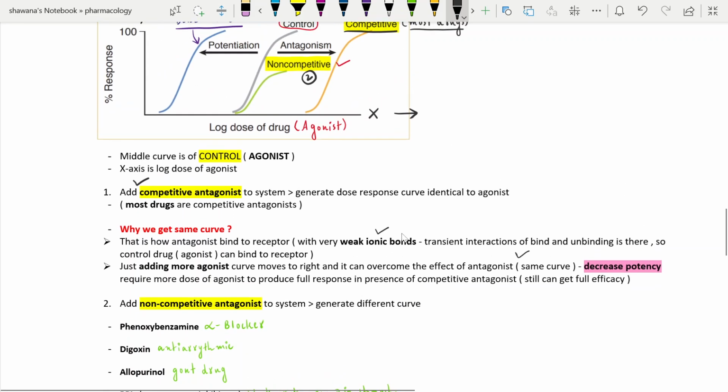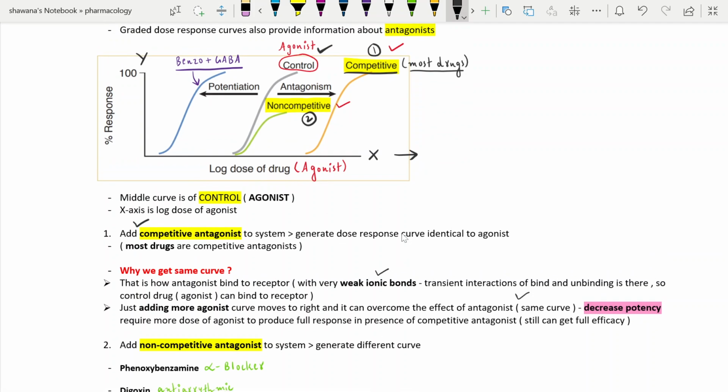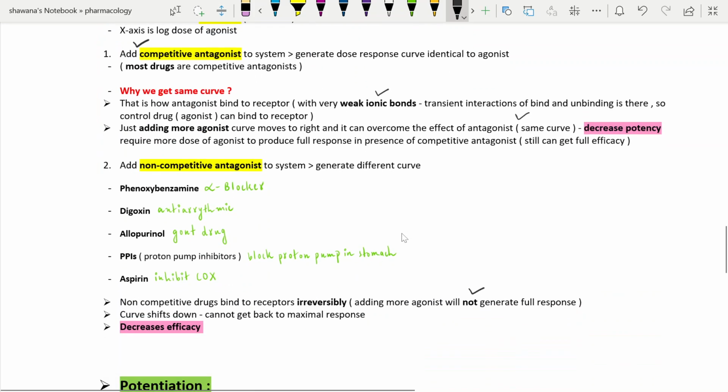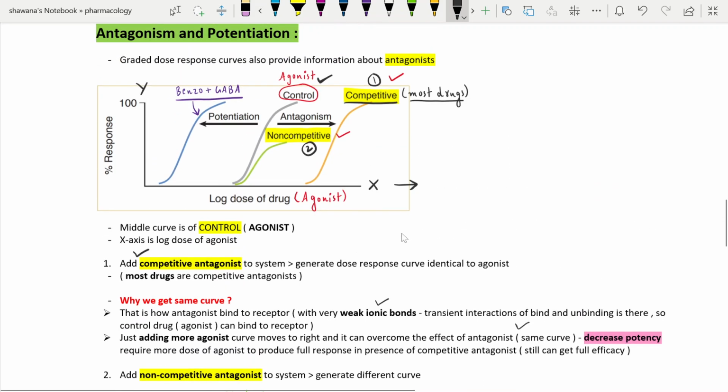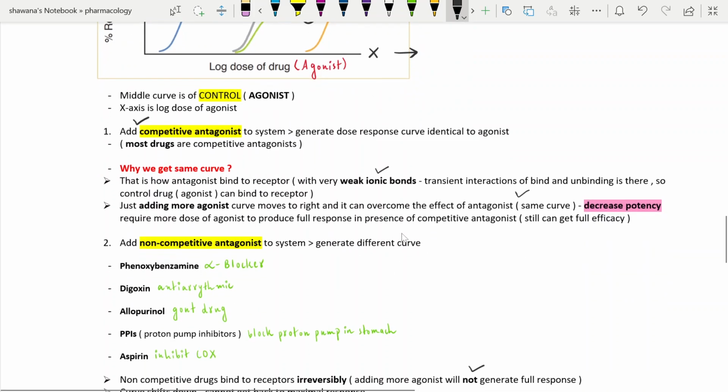Even if we add very large quantities of agonist to that system, in the presence of a non-competitive antagonist, we cannot achieve the same response. So it results in a decrease in the efficacy of that system. We cannot achieve the same full effect or full response from that system. As I have told you, most of the drugs are competitive antagonists, but some drugs are non-competitive antagonists.